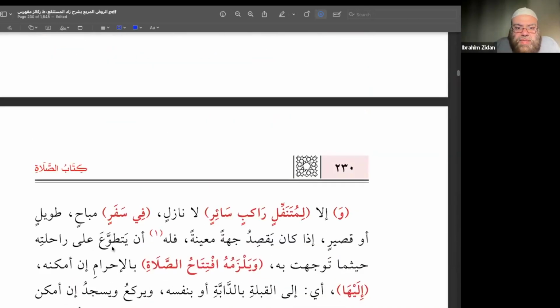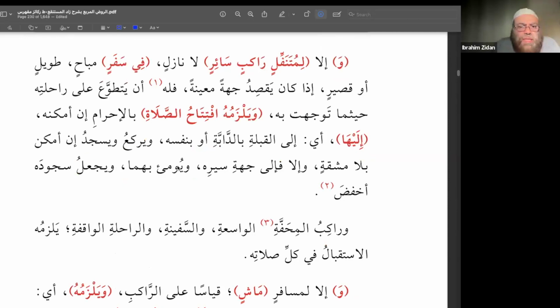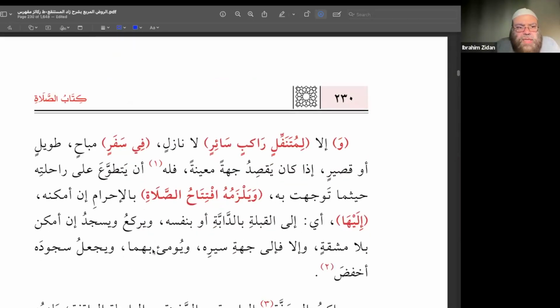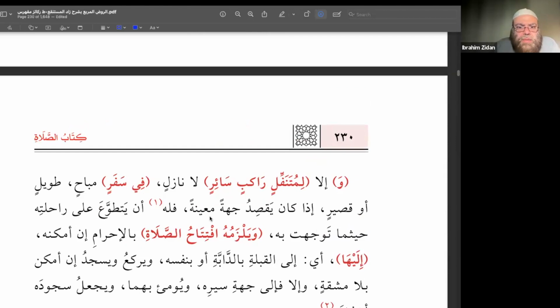So I see here, حيثما توجهت به. Is that the part that إذا كان جهة? I'm not sure where it is, إذا كان جهة. Which line are you referring to? The second line. جهة معينة.